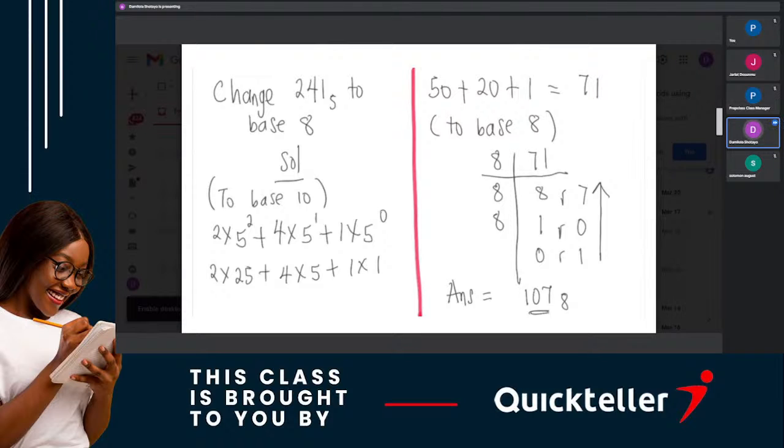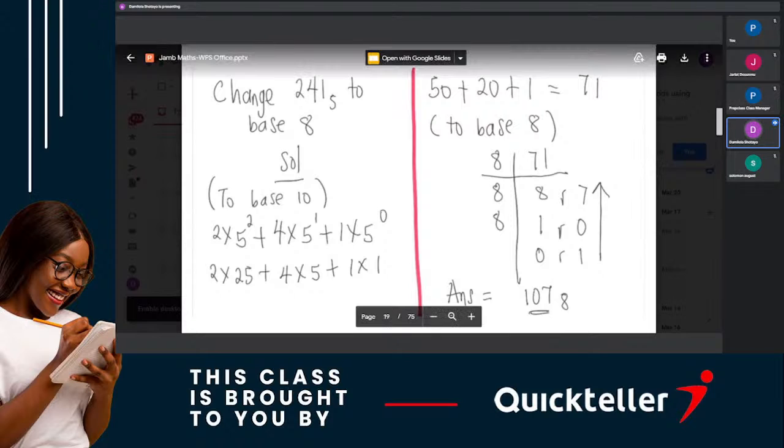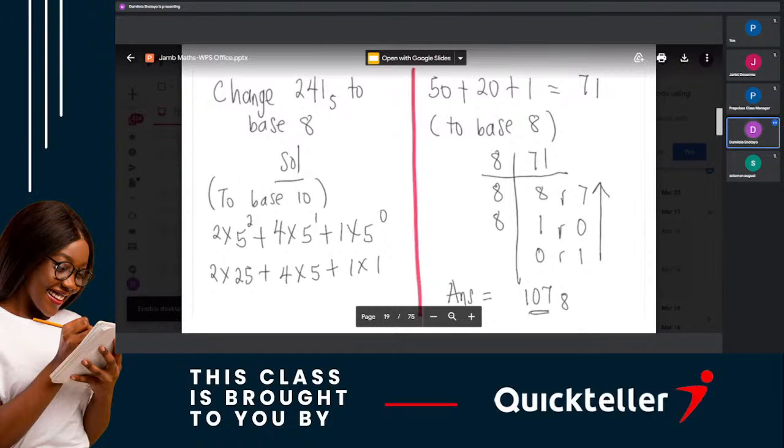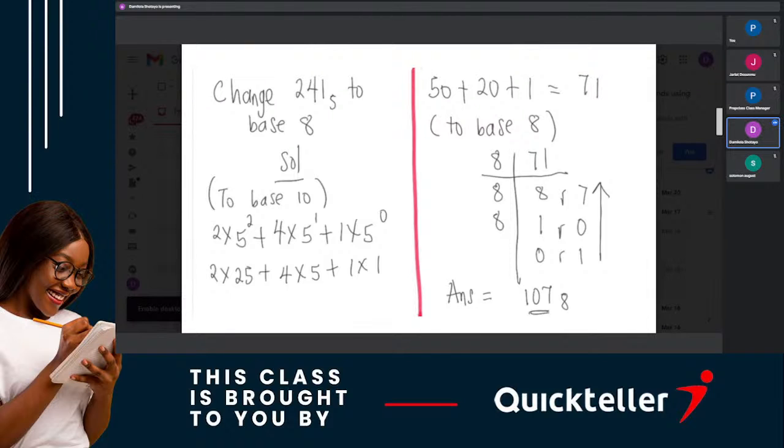Okay, this is how to change to base 10 any day, anytime. Multiply the numbers by the base, plus the next number by the base, plus the next number by the base. Then on top of the base, put 0, 1, 2. Now we have 2 times 5 raised to the power 2. That is not 10. Please take note: 5 raised to the power 2 is never 10. Very critical. 5 raised to the power 2 is 5 times 5, and that's 25. You mustn't make a mistake on this.